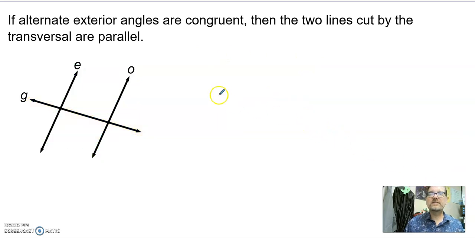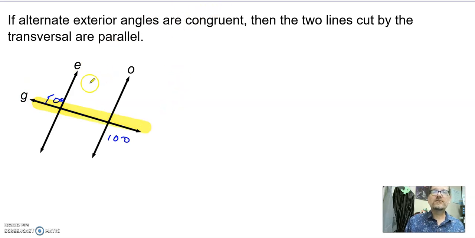Same with alternate exterior angles. Notice I'm flipping them. I'm telling you alternate exterior angles are congruent. So if I give you alternate exterior angles that are congruent, it doesn't matter which pair I use, this pair or the other pair. The two lines cut by the transversal must be parallel.